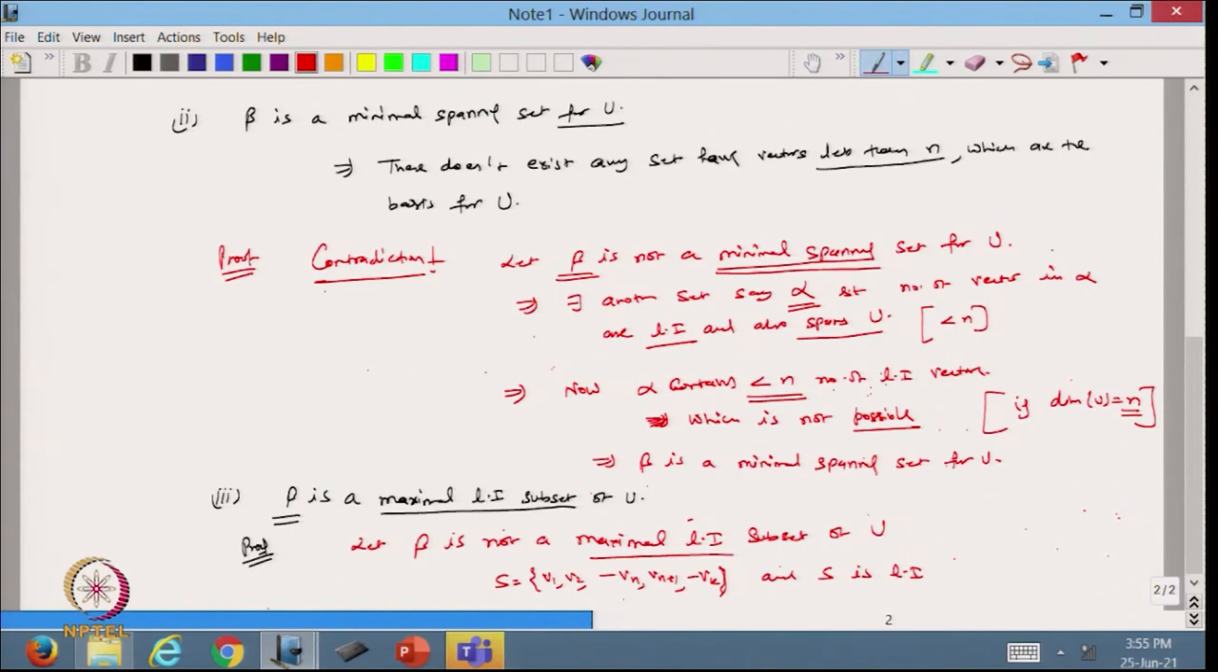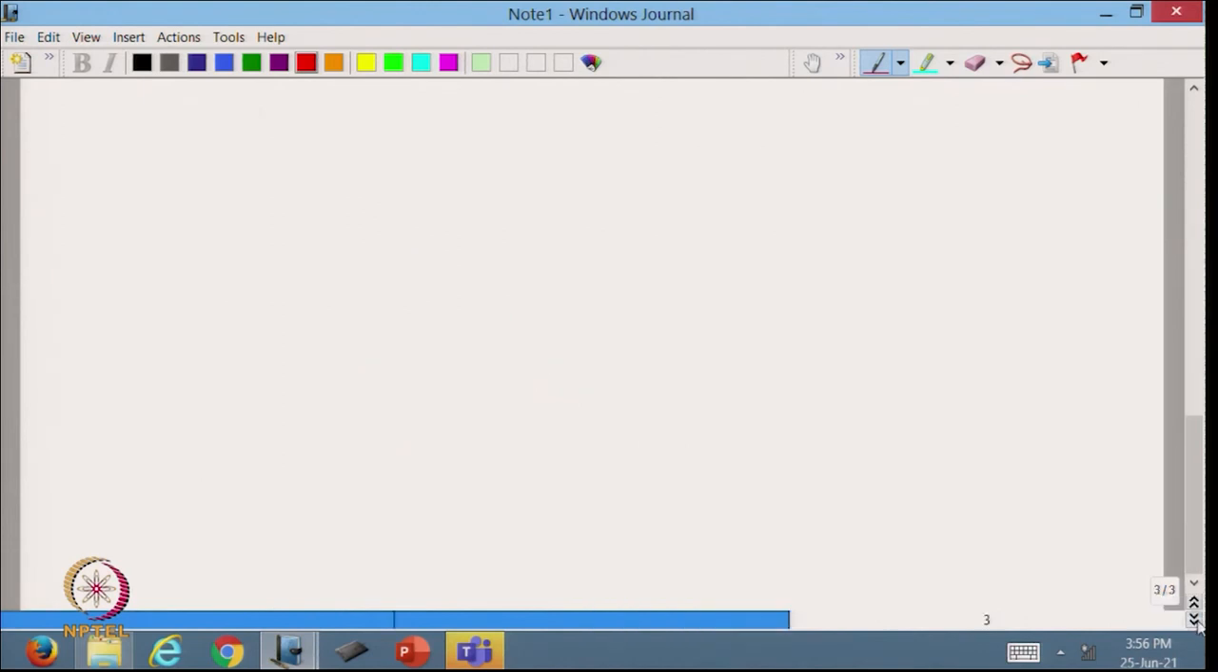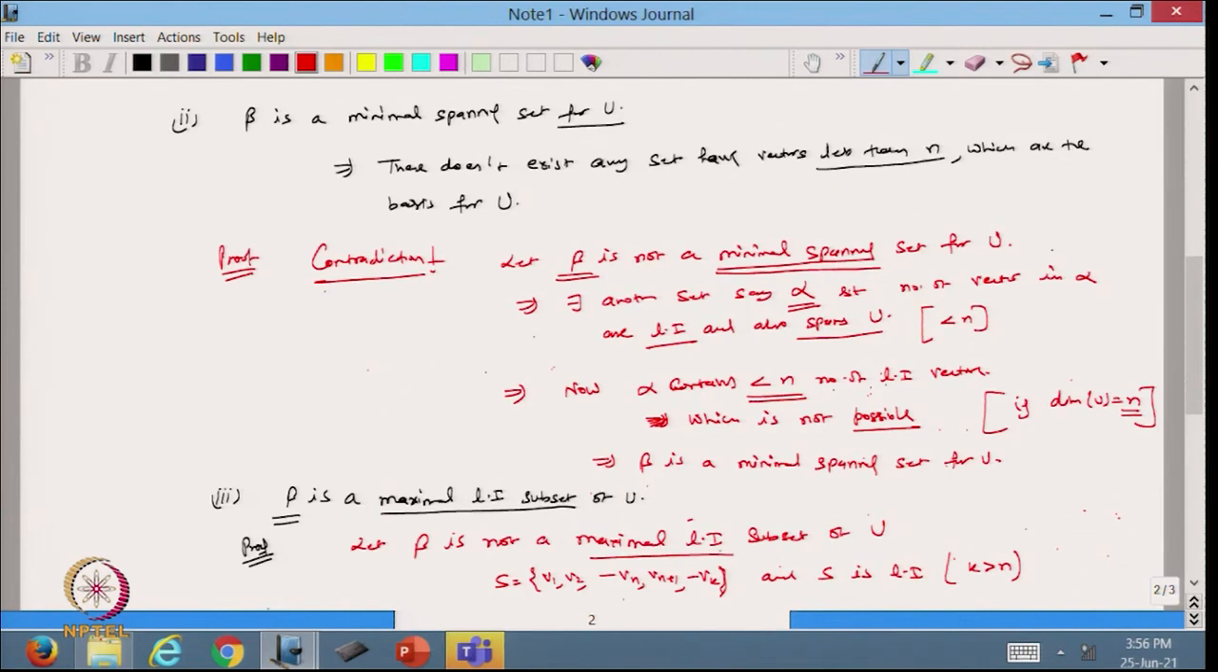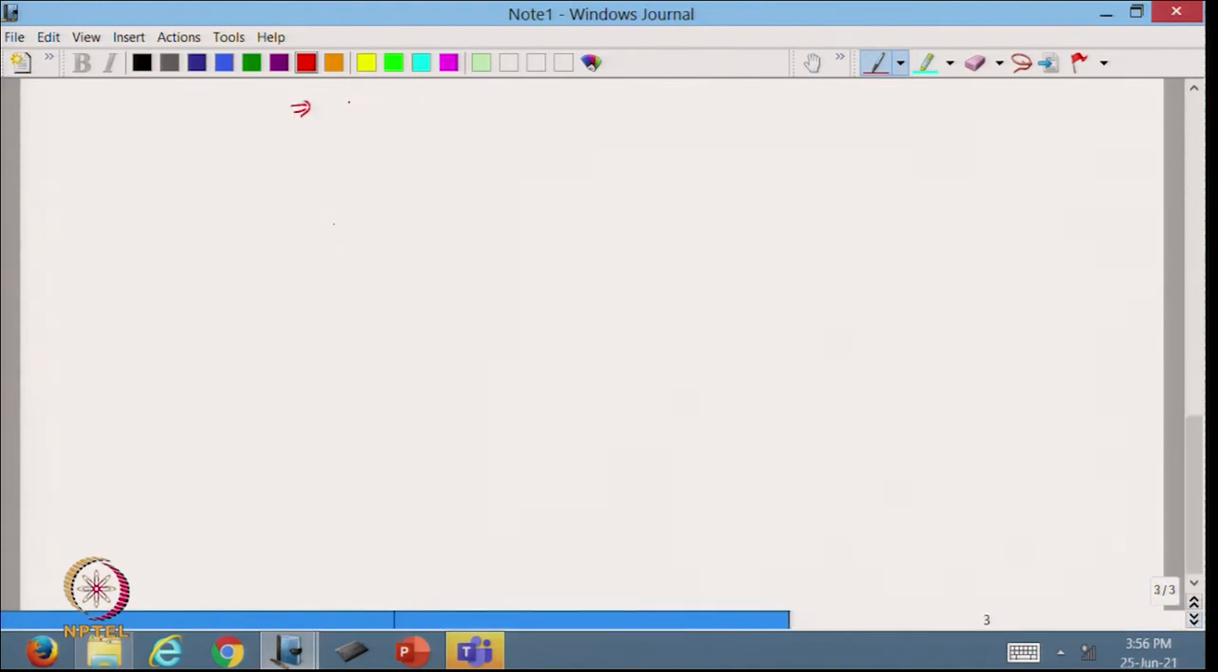So, I am considering that beta is not the maximal linearly independent subset of U. If it is not the maximal, I take another set S which contains linearly independent vectors, k in number, that is more than n. So, here I am taking that k is more than n. Now, from here I can say that the set S is linearly independent and it also spans U. So, which implies that S is a basis.